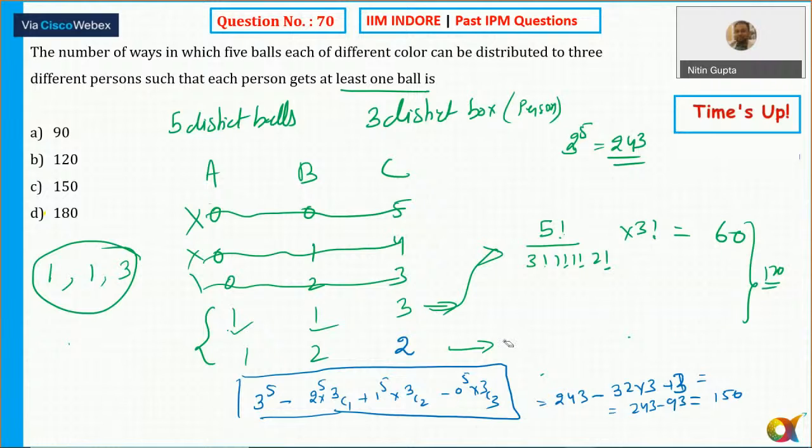Okay, so just make a small correction here. So factorial 5 by factorial 1 into factorial 2 into factorial 2 into factorial 2 and then factorial 3. So first we do the groupings. We divide 5 balls in 3 groups of 1, 2, 2 and then we arrange 3 boxes, factorial 3. So this will be, I think ये 90 आना चाहिए.